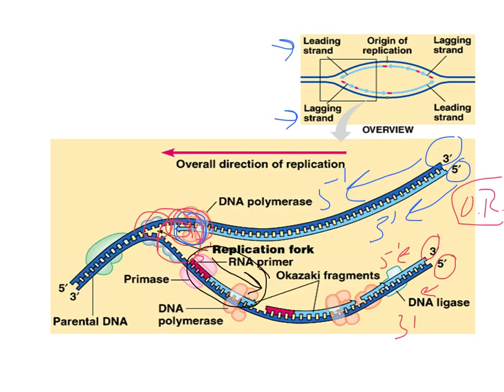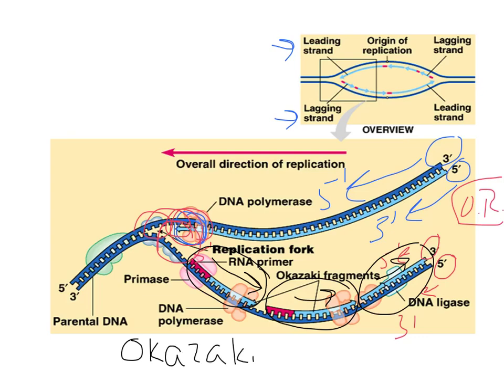So it'll make that short little fragment. It'll wait for it to open up again. So it opened up far enough, it made a fragment. It opened up a little further. It was able to synthesize another fragment, all going this direction, because you can only add on that 3' end. And so that's what's called the lagging strand. And these little fragments are called Okazaki fragments, named again for the person that found them.